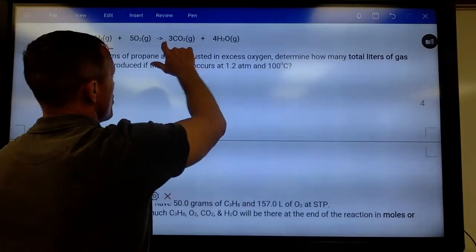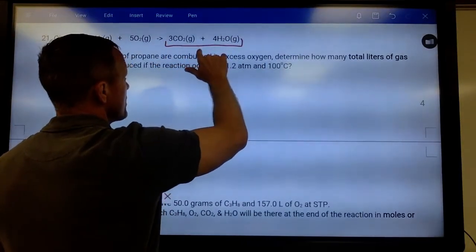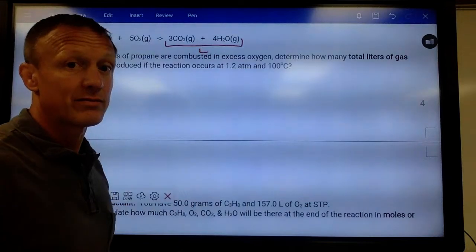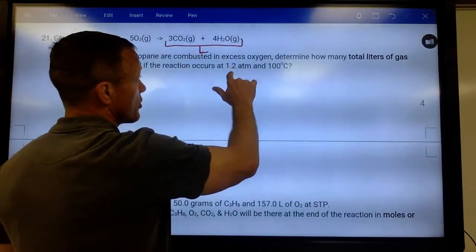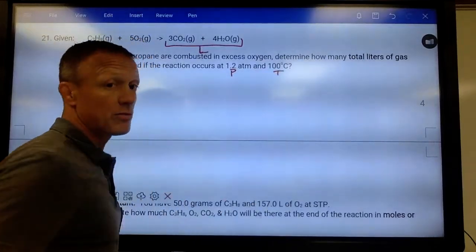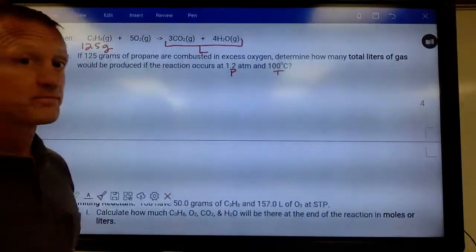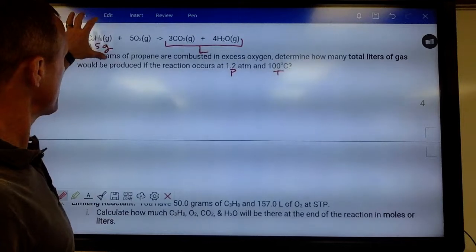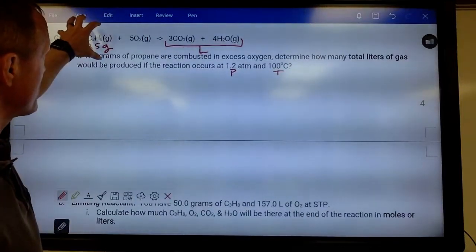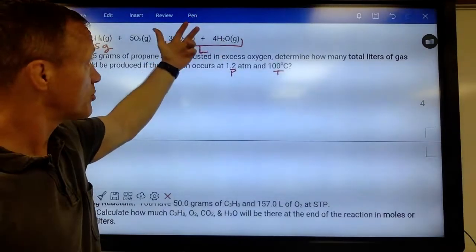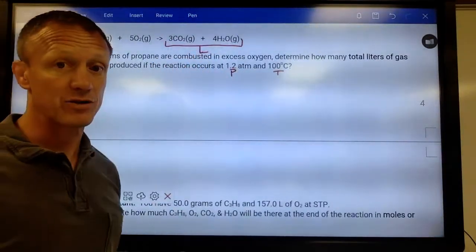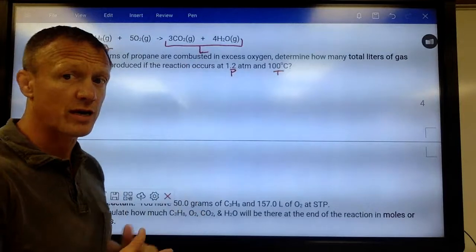So we want to know total liters of these, but they're not at STP. They're at this pressure and this temperature, so we're going to have to do a little PV = nRT at some point. Here's the process: I want to get from my grams of propane to how many moles of these things are made, and then plug those moles into PV = nRT to figure out how many liters. I cannot use 22.4 liters because we're not at STP.